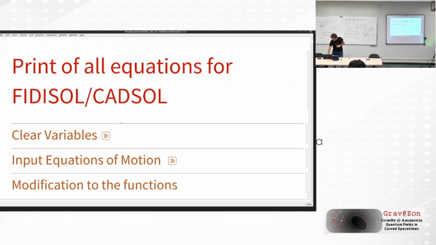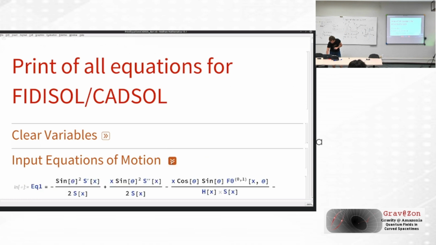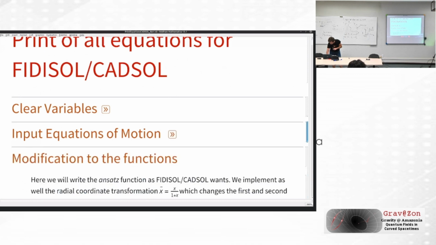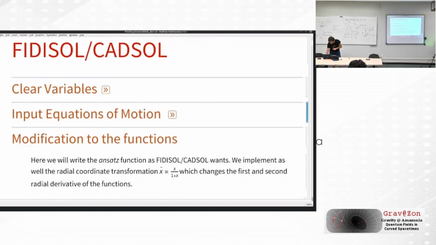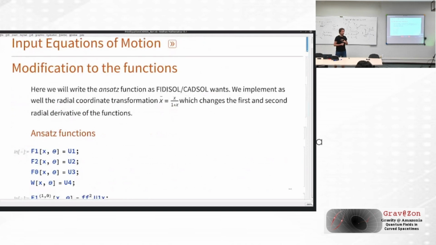So you can again have all the equations. For example, here we have all the equations again, but there's no need to show them. And then you can do some modifications so that FIDISOL can understand what you are doing. For example, FIDISOL uses U1, U2, U3, U4 as the names for the functions. In Mathematica, you use a different label to call the functions, but in FIDISOL you have to use these labels. So you can rewrite everything.